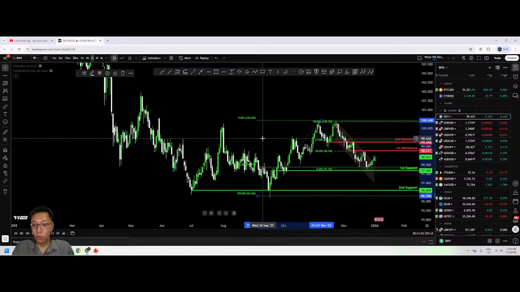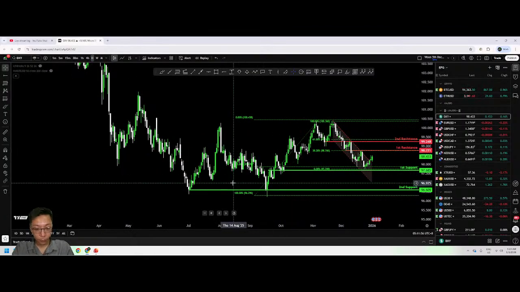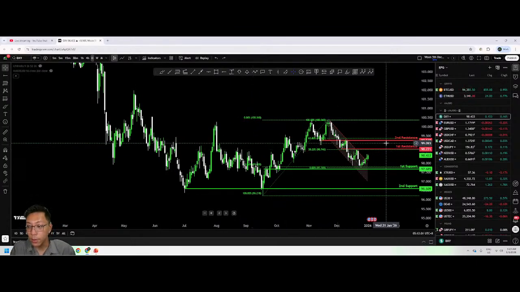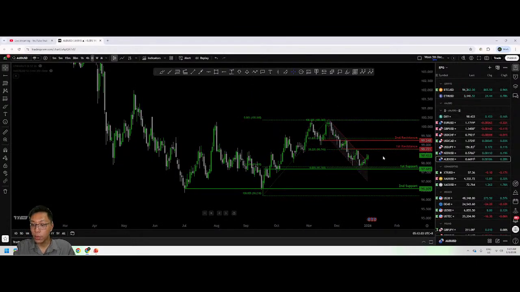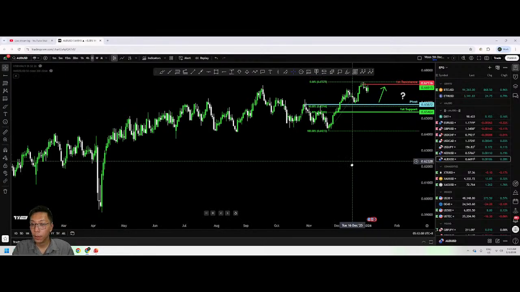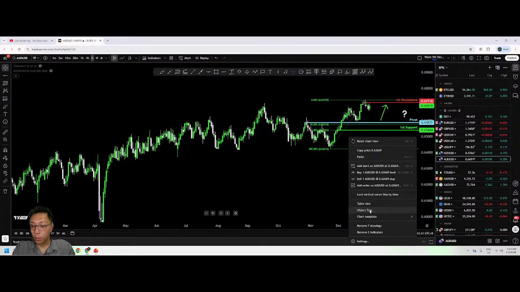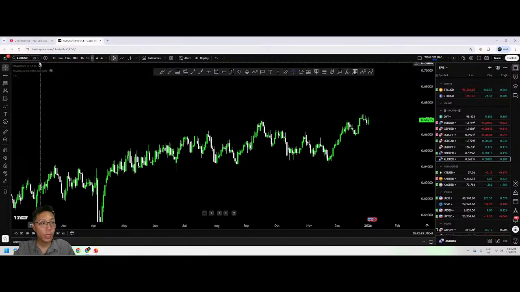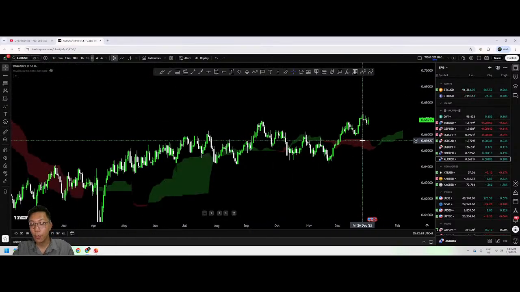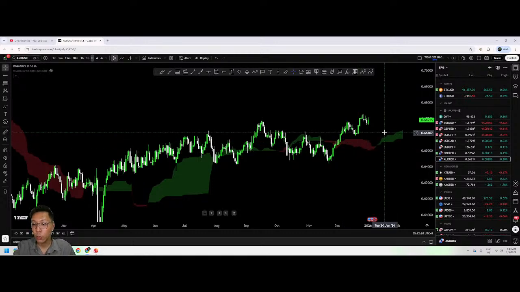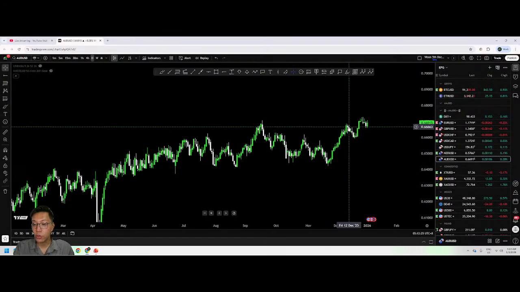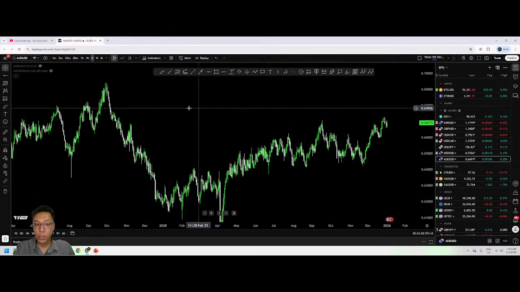Okay, so moving forward. The next thing that we will be looking at is AUD USD. Okay, let's move on to AUD USD. Let me remove all of these. Right now price is here. If you turn on the Ichimoku cloud, you can see that price is above the Ichimoku cloud.